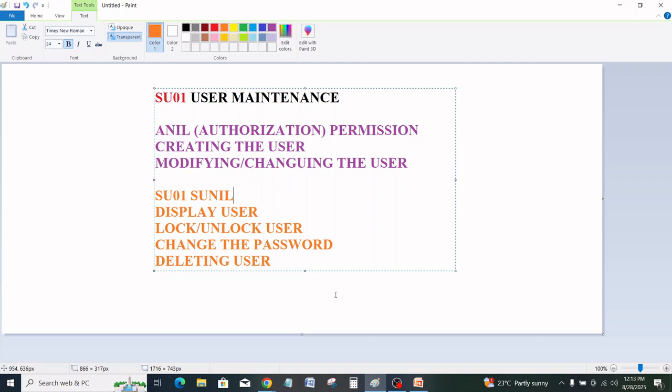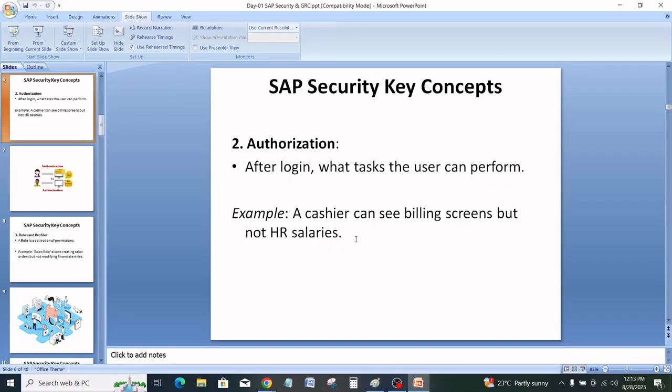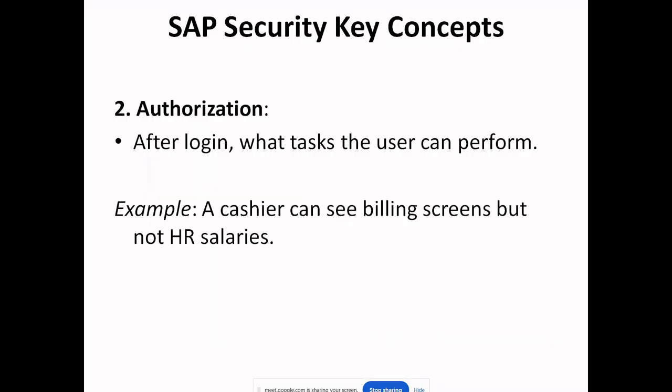This is a very important concept, because every time you are hearing this word. That's the reason I'm giving some examples. For example, a cashier can see the billing screen but not HR salaries. A cashier can see the billing screen but he cannot see the salary of the HR people, because you are restricting him from seeing the HR salaries. You are not giving the privileges or permissions.